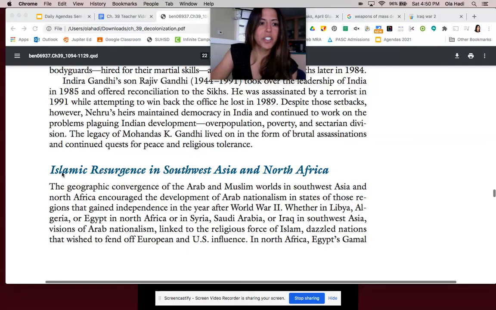We'll be using the Traditions and Encounters textbooks to study Islamic resurgence in Southwest Asia and North Africa. So just real quickly, make sure you understand that Southwest Asia means the Middle East. It's just another way of referring to the Middle East. And you should know where North Africa is.